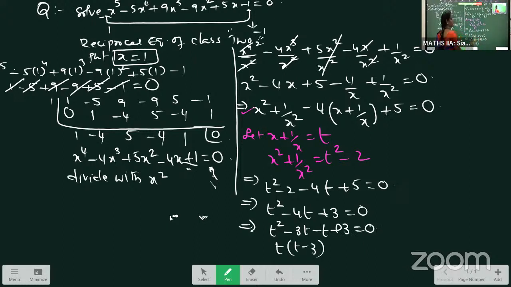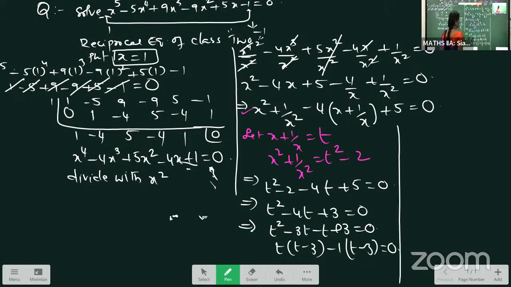Here nothing is appearing, so we take the minus here. Whenever no number is appearing to take common, what we have to do is take minus 1 common, because the minus is there. So we take minus 1 as a common, and we get t minus 3 is equal to 0.